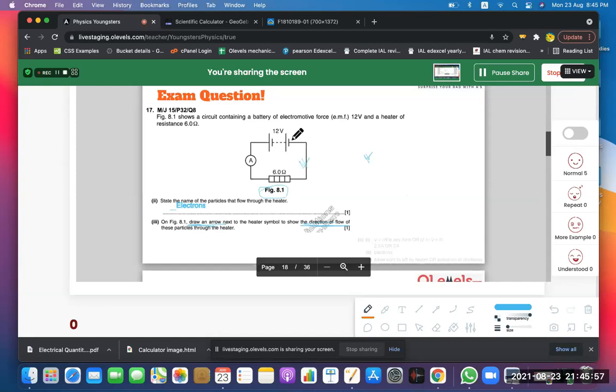Why? Because electrons flow from negative to positive. Because electrons flow from negative to positive. Then electrons flow from negative.